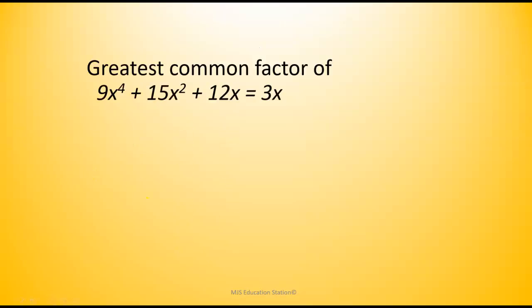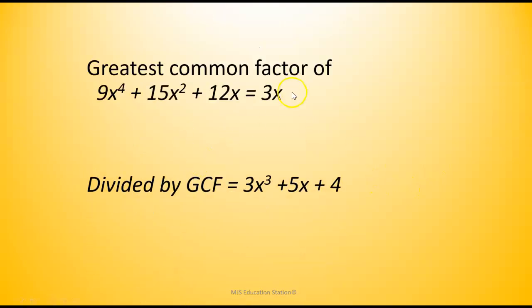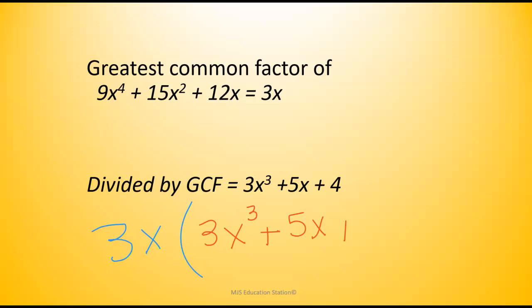So the greatest common factor, we pulled out a 3x. When we pull this 3x to the front, what we're left with is this term at the bottom. So 9x to the fourth divided by 3x left us with 3x to the third plus 5x plus 4.